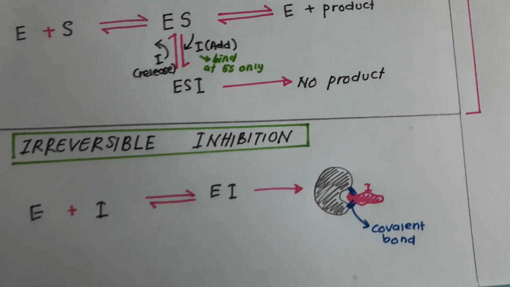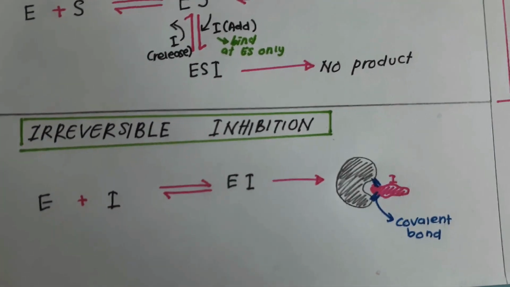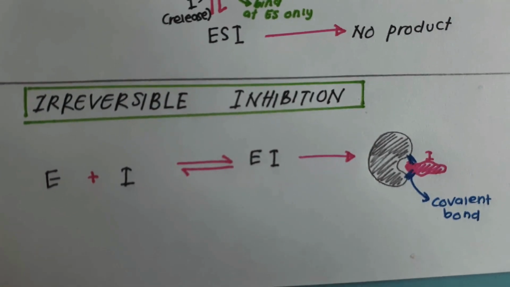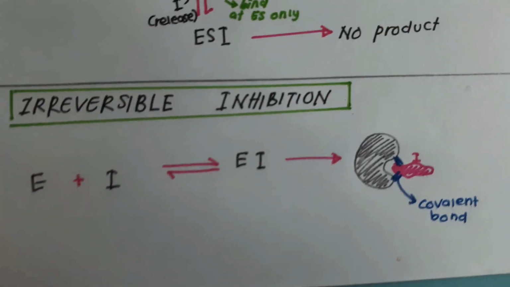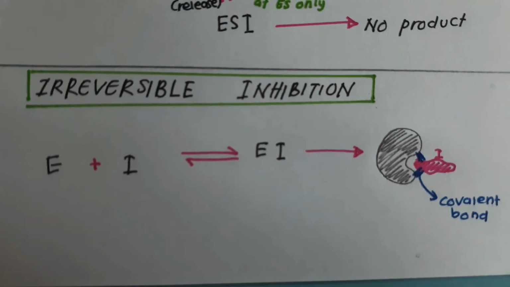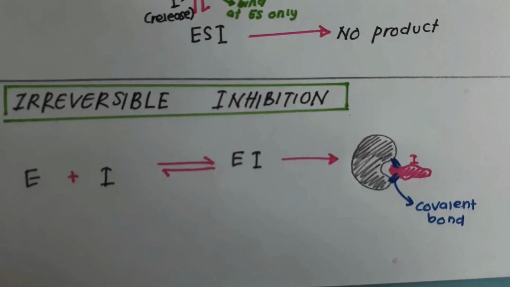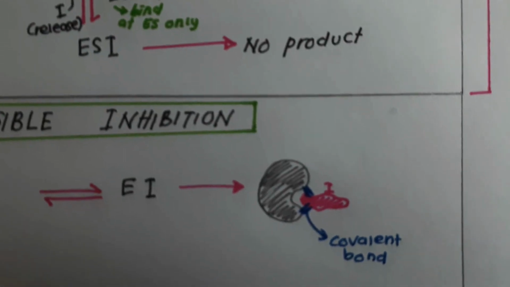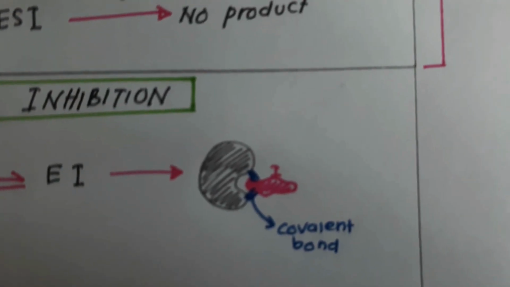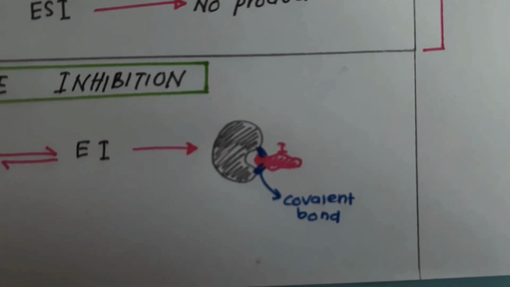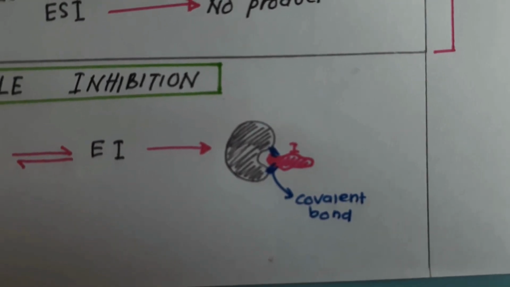Next, last but not least, is irreversible inhibition. For irreversible inhibition, the effect is permanent, or long-lasting. So enzyme plus inhibitor will produce an enzyme inhibitor complex, and they will form a structure like this. The inhibitor binds to the enzyme with a covalent bond.